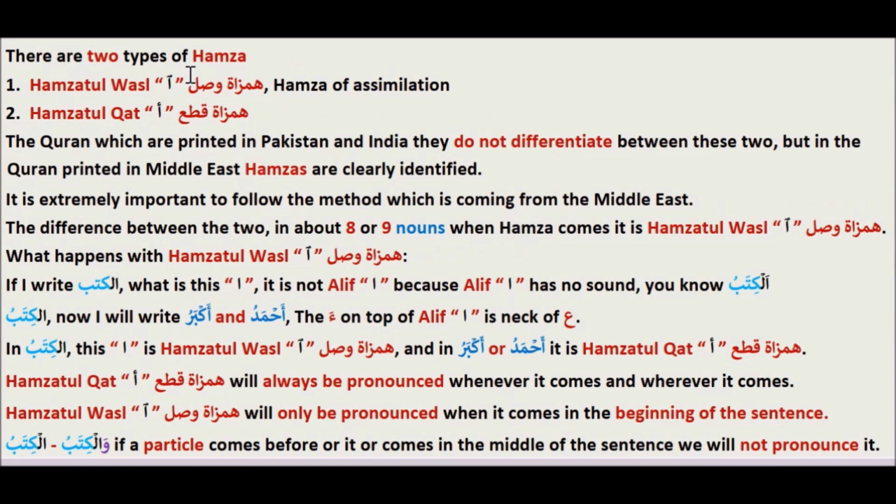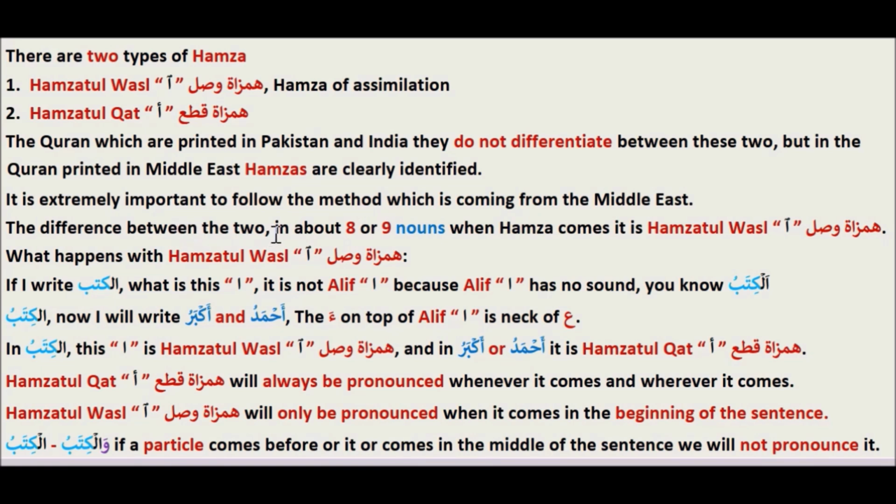There are two types of Hamza. Hamzatul Wasl, this is the Hamza of assimilation, and Hamzatul Qata. These are the two. The Qurans which are printed in Pakistan and India do not differentiate between these two Hamzas. In Qurans printed in the Middle East, Hamzas are clearly identified. It is extremely important to follow the method which is coming from the Middle East. Fortunately, I am in Saudi Arabia, so I am using those Qurans.